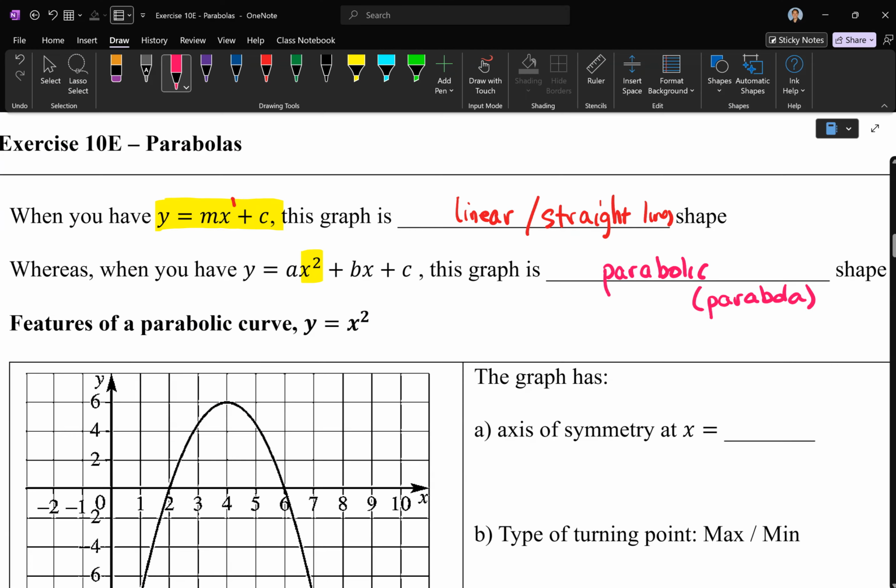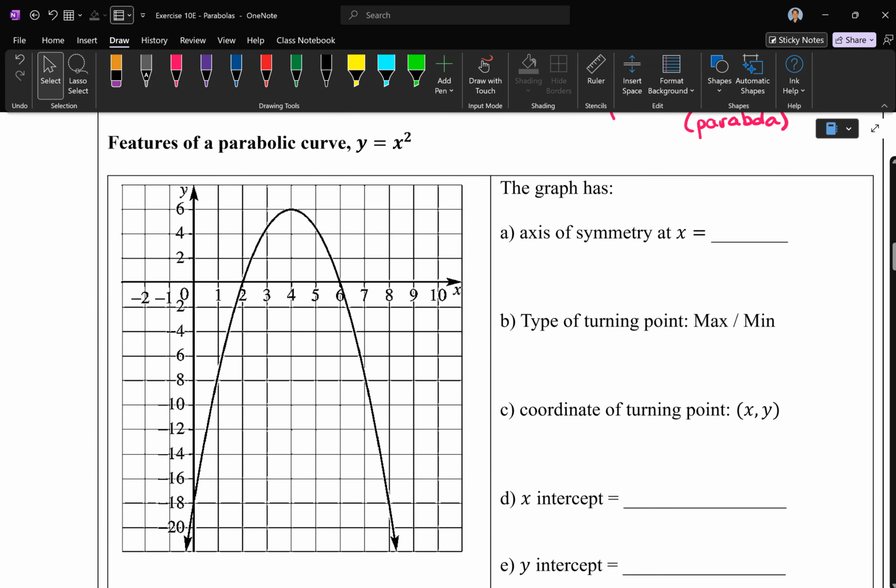If you look at your example here, where is my turning point in this graph? Where is the point where it changes its direction? Where is that? Have a look at your graph. What's the coordinate of the point where it changes? Kaylee? Yes, you're right, it's at 4, 6, very good. It's at 4, and we can see the y value is at 6.